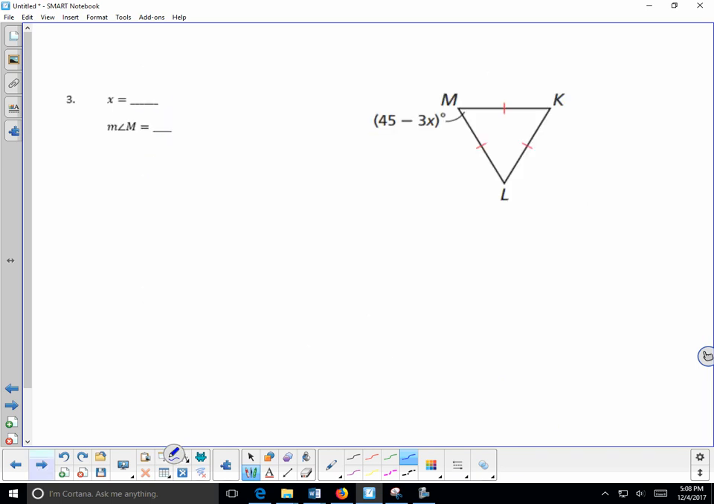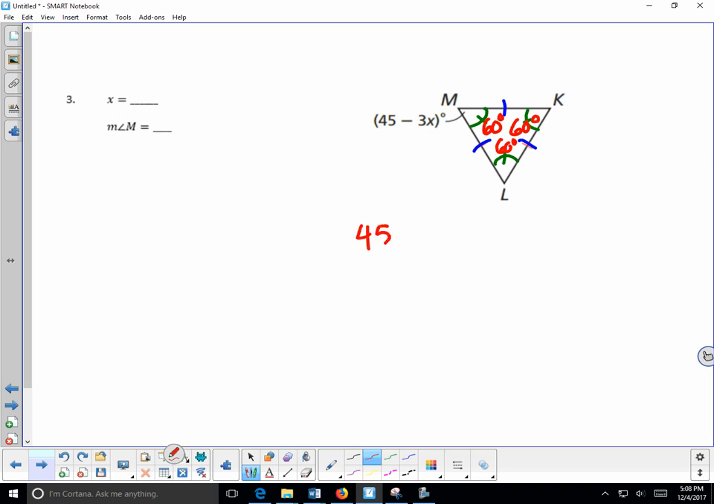Let's take a look at number 3 from version A. For number 3, it shows the triangle with all three sides marked congruent, which means it's an equilateral triangle. But all equilateral triangles are also equiangular, which means all three angles are going to be congruent. And if three angles in a triangle are congruent, and the three angles add up to 180, that means each one has to be 60 degrees. So that's 60, this is 60, this is 60 degrees.